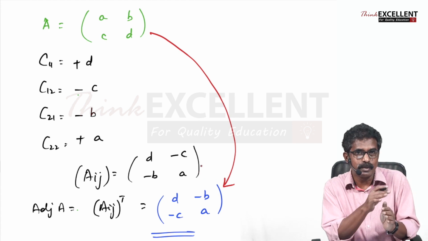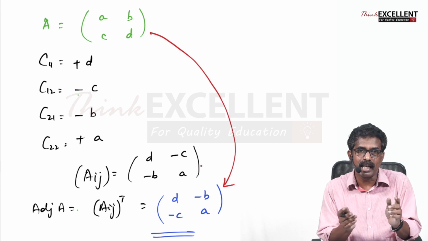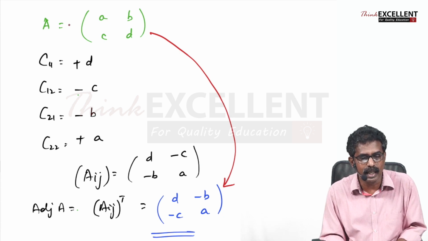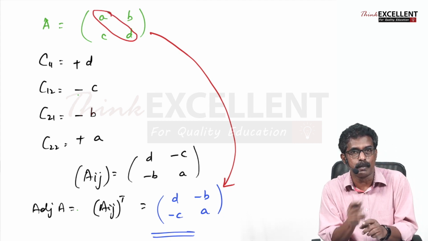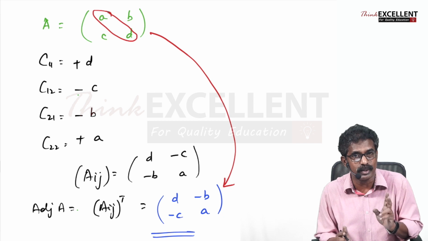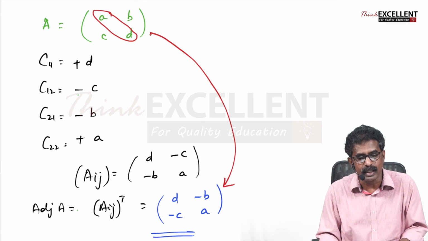Principal diagonal. You know what is principal diagonal? The principal diagonal elements interchange. What are the principal diagonal elements here? A and D. Interchange. That is D you write there, A you bring here. This is only for 2 by 2. So A, D, you write it as D, A.